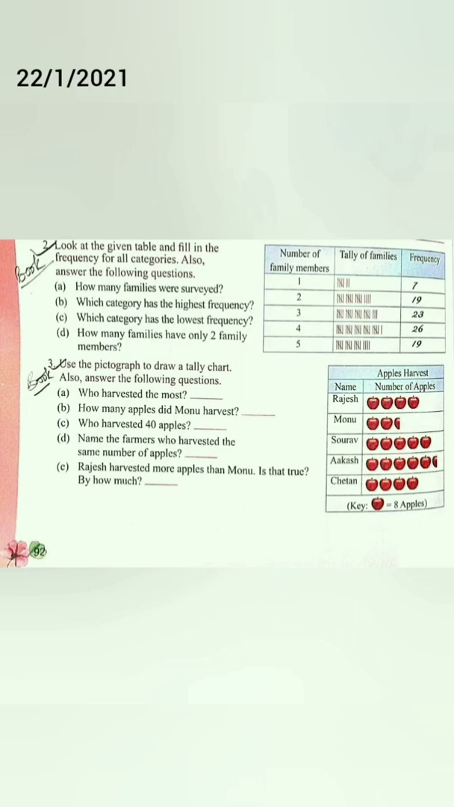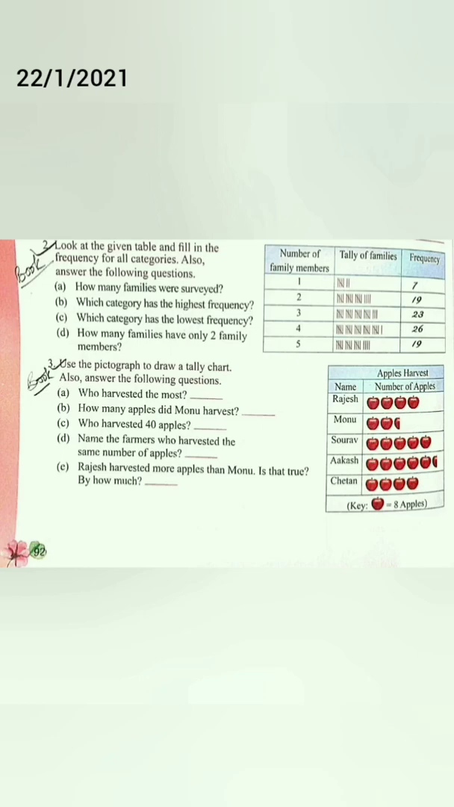Now we will use the provided data for answering the given questions. Part A is how many families were surveyed. For finding it, we need to add the frequency of all the families. So we will add 7 plus 19 plus 23 plus 26 plus 19. So we will get the sum as 94. So the answer for part A is 94.